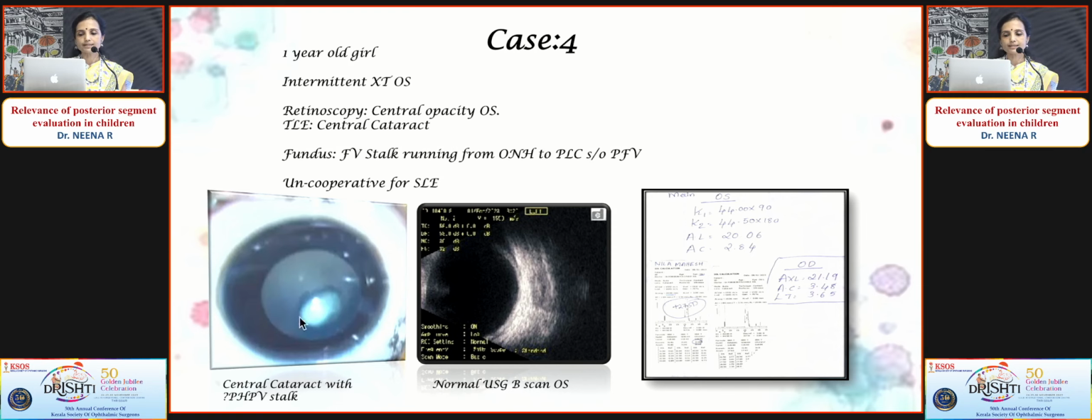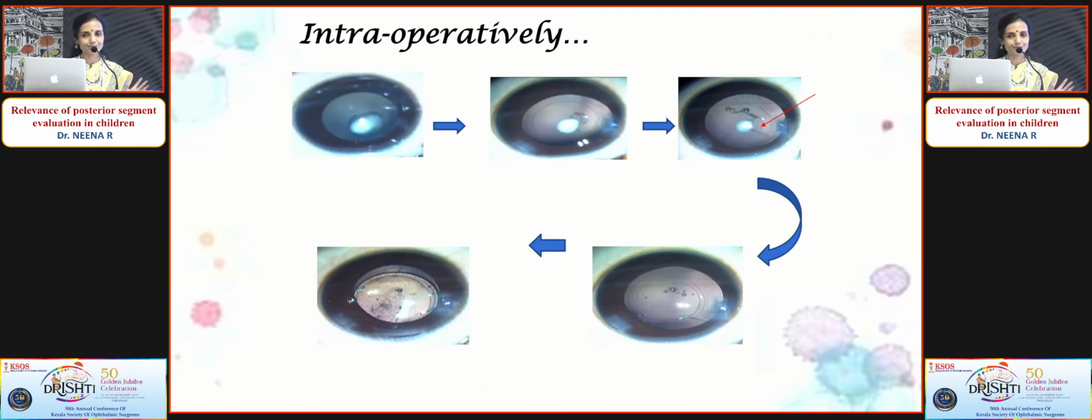But when we did a B scan, it was absolutely normal. See, no stalk. Axial length was good, more than 20. So everybody said this is not PFV. Anyway, I kept the suspicion in mind, and this is what happened intraoperatively. You can see post-lens aspiration, there was a plaque on the posterior lens capsule, and can you see the stalk? This stalk running from the optic nerve to the posterior lens capsule.